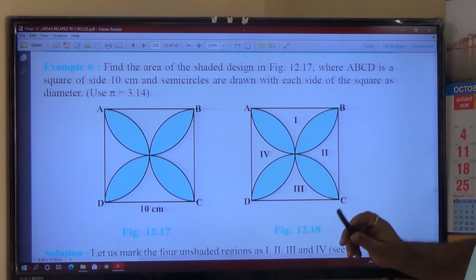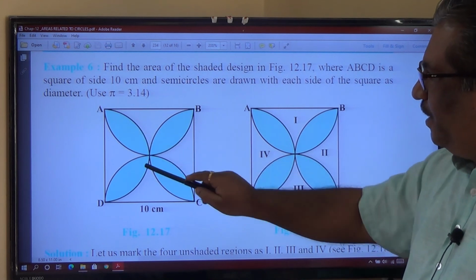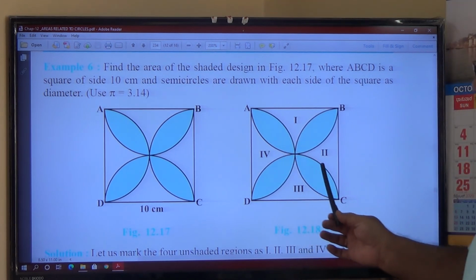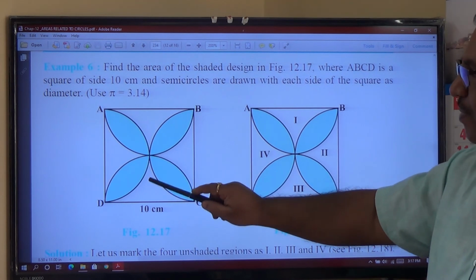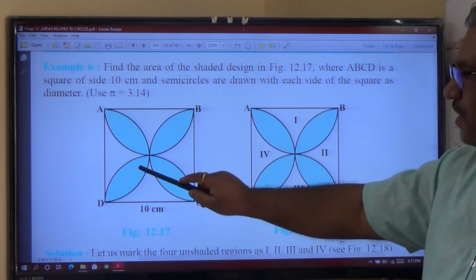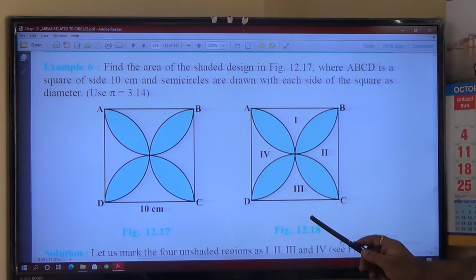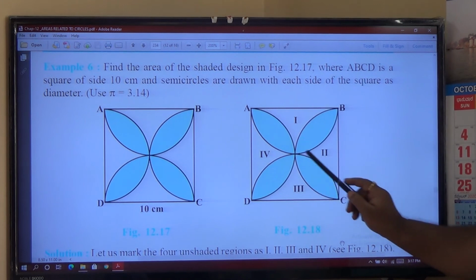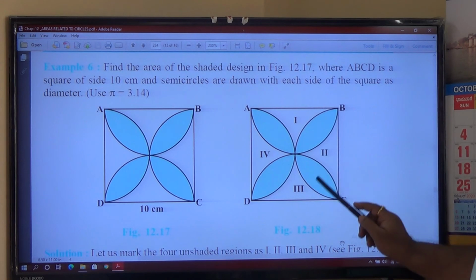What is the question asked? Find the area of the shaded design. This is the area of the shaded design. In order to find this, let us mark the unshaded region first. Remember, before we find the area of the shaded regions, let us find the area of the unshaded region. Which are those regions? 1, 2, 3 and 4. You can put 1, 2, 3, 4 also, it will not make any difference. These are the unshaded regions.